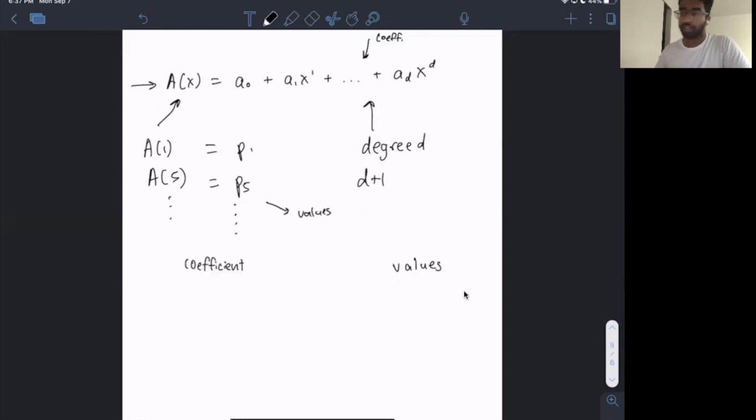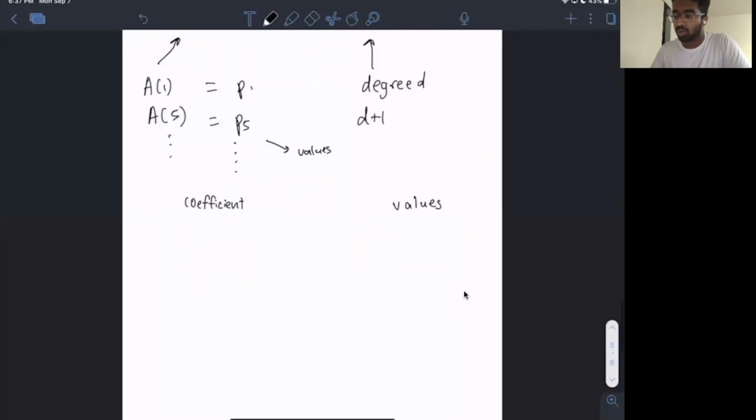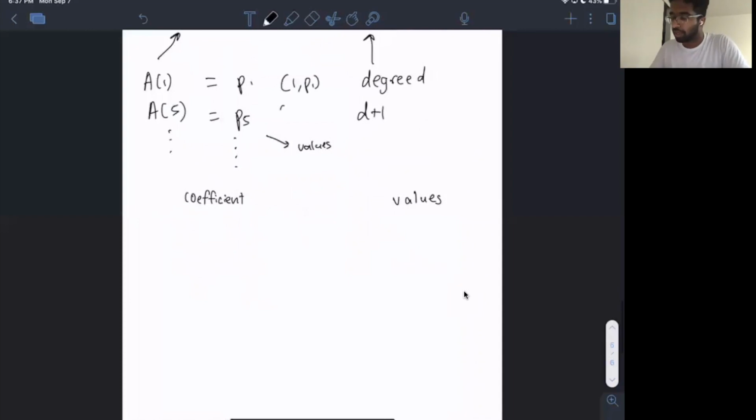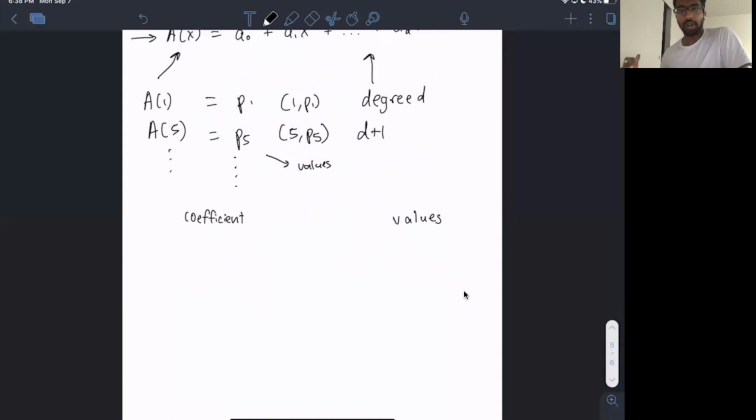In terms of the values, we're going to get pairs. So for example, if we evaluate A at 1, we're going to get P1, so our value pair would be 1, comma, P1. And this would be 5, comma, P5, where P1 and P5 are whatever we get when we input 1 and 5 into the polynomial A. And so let's try to use this values view of the polynomial to come up with a faster algorithm.